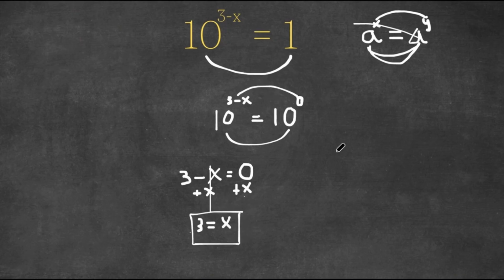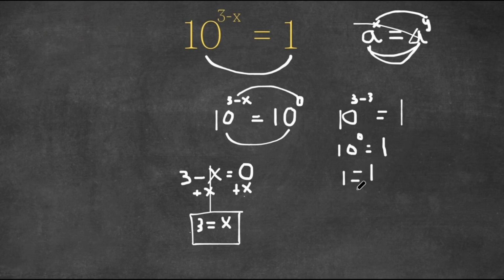Now, why don't we go ahead and plug it in to our equation? So this gives us 10 to the power of 3 minus 3 equals 1. 10 to the power of 3 minus 3 is 10 to the power of 0 equals 1. And remember, anything to the power of 0 equals 1. So we have 1 equals 1. And this is right, meaning our answer of x equals 3 is right.